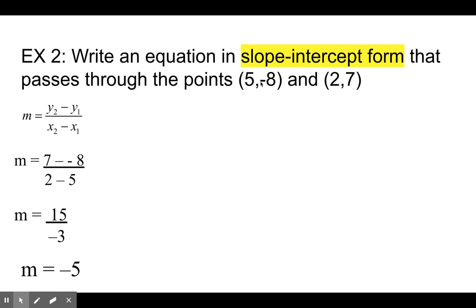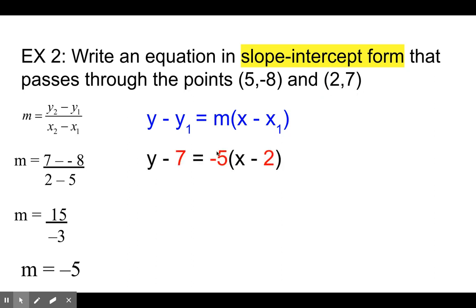Now we only need a slope and 1 point, so you should recall that when we're plugging into the formula, we get to choose which one we use. It doesn't matter. I'm going to go with (2, 7) because the numbers are all positive, and so it looks a little bit easier to work with. So my slope is negative 5, and I'm using the point (2, 7), and this is point-slope form.